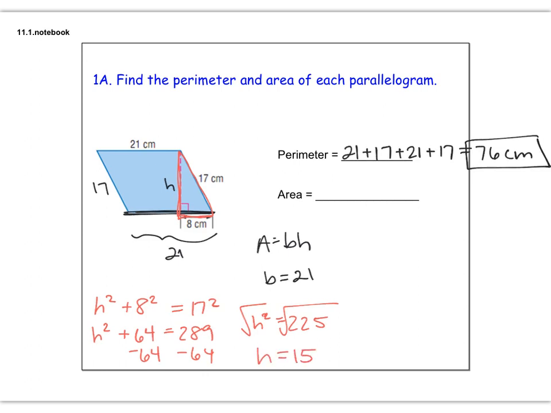So to find the area, it's going to be 21 times 15, base times height. This comes out to be 315. And do you remember how to label something that has an area? It's in centimeters squared. So it's 315 centimeters squared. Let me explain why the label is squared.